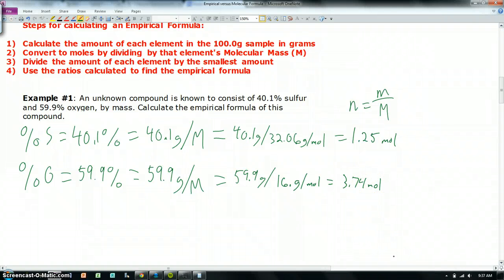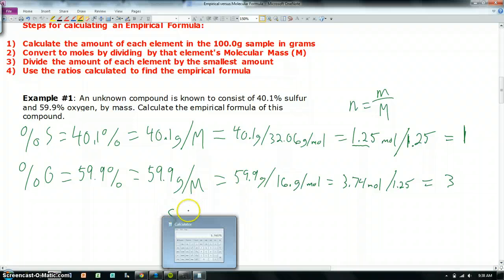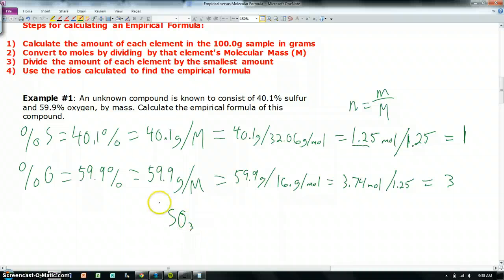Now to get the ratio of these, we're just going to divide by the lowest number of moles available. So the lowest number of moles is 1.25, so we're going to divide everything by that lowest mole number. So obviously here you have 1 sulfur, and here you're going to have 3 oxygens. Okay, if it's close, 2.99, we can round up to 3. So now we can see our formula is sulfur with 1 and 3 oxygens. So our empirical formula must be SO3.